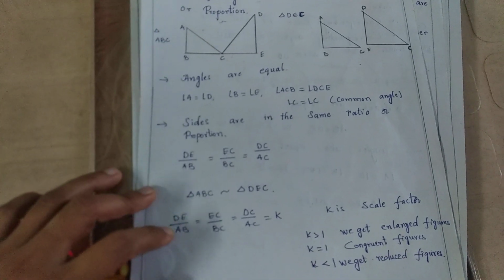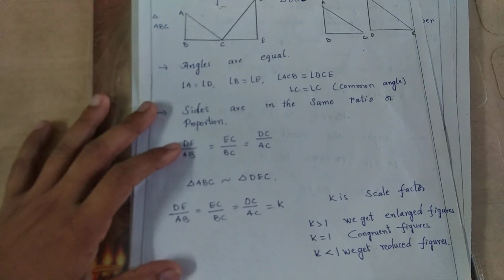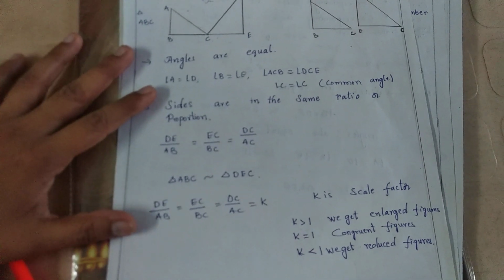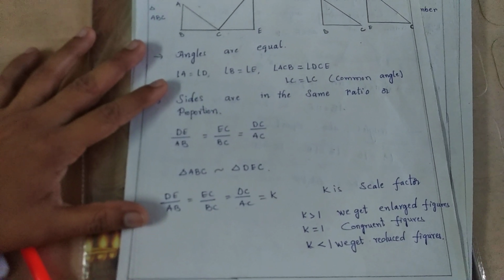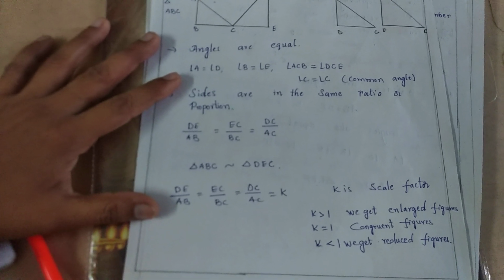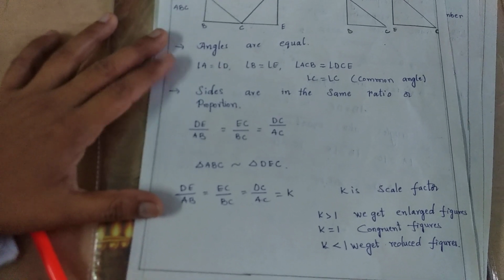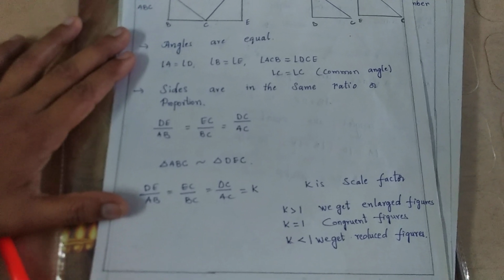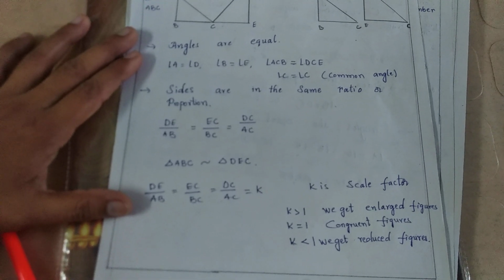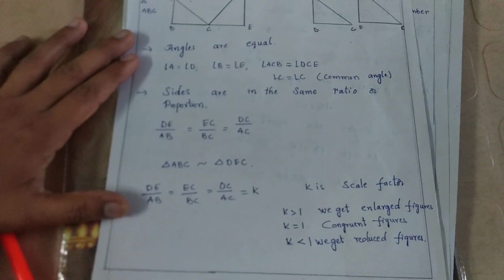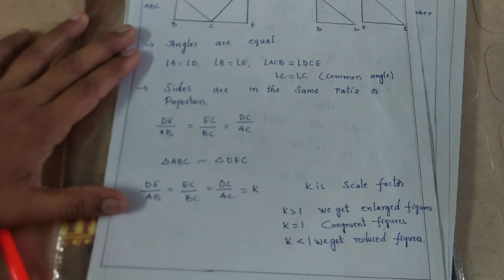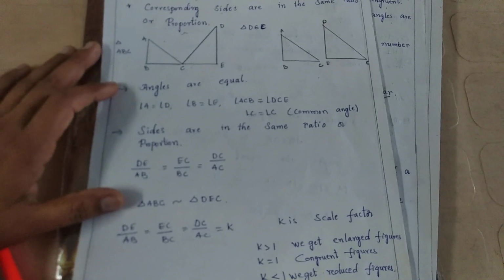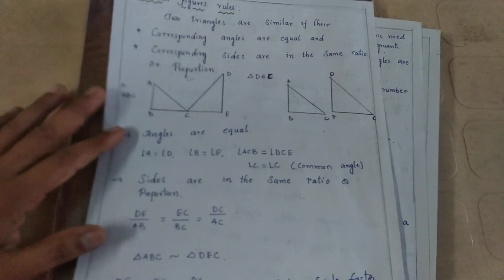Here DE by AB equals EC by BC equals DC by AC equals K. K is a scale factor. It means we have to consider K greater than 1, K equal to 1, and K less than 1. K greater than 1, we get an enlarged figure. K equal to 1 gives congruent figures, where sides and angles are equal. K less than 1, we get a reduced figure.